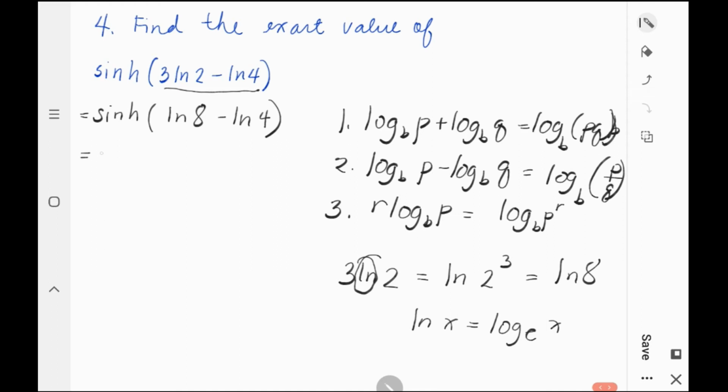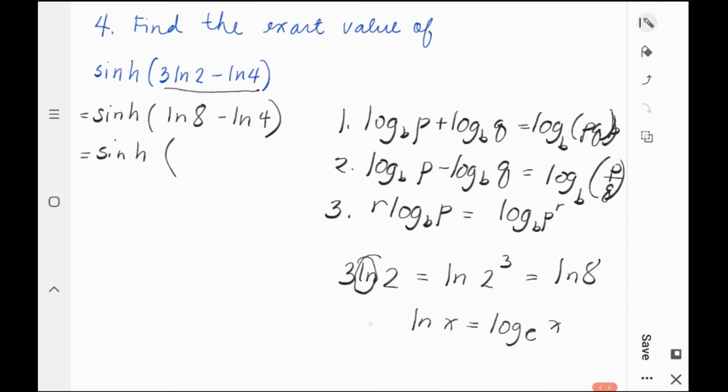Okay, so what will be the next step? We actually want to simplify this 3 ln 2 minus ln 4. The first step that we have done is to express 3 ln 2 in terms of ln 8. And then the next one, we have to simplify ln 8 minus ln 4. So, which property will we use?